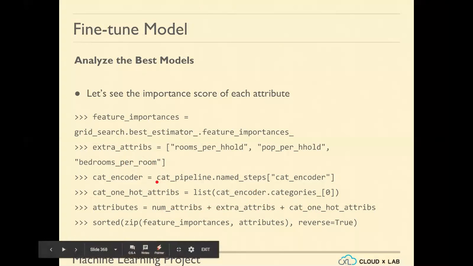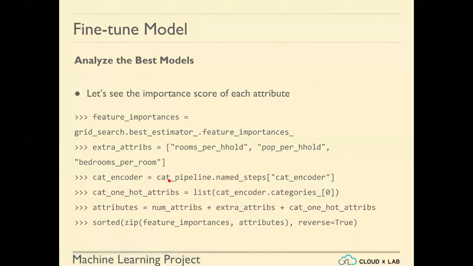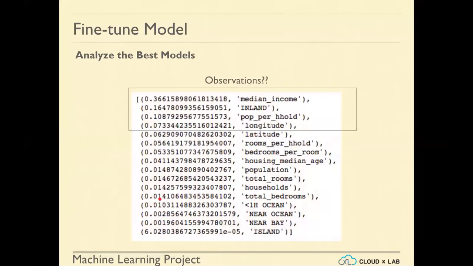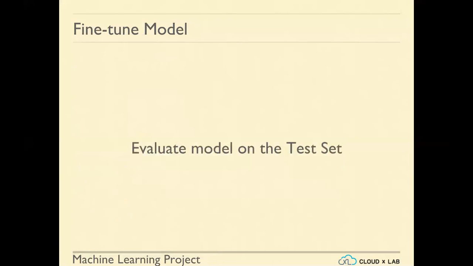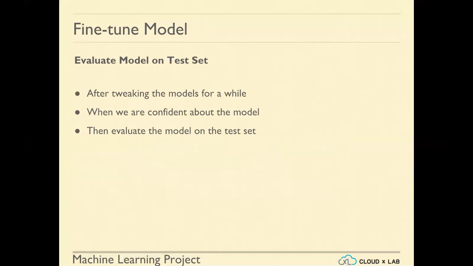So this was our pipeline. There were two pipelines, right? One was the numeric pipeline and the other was the category pipeline. And out of the category pipeline, where we did the data cleaning, we had something called the category encoder. In that category encoder, we got the one-hot attributes. So that's what we did. All right, good question.